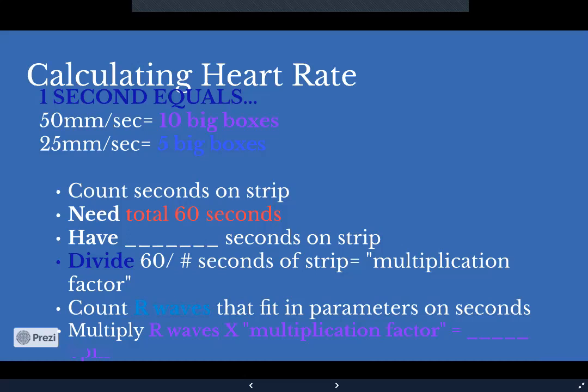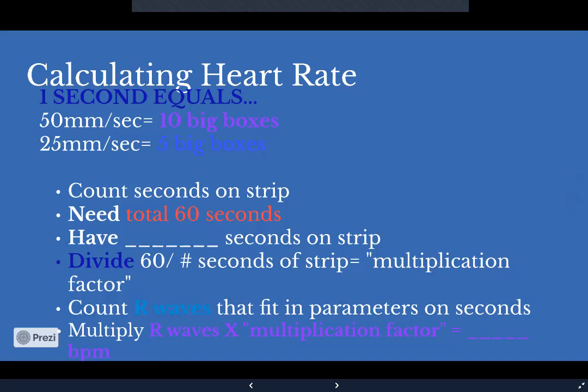So say when you're counting up your boxes, you get 2 seconds, right? You have 2 seconds on the strip. You have to be able to divide to get a multiplication factor. Just like when you are counting your heart rate for your animal, you're not counting 60 seconds worth. You're counting however many seconds you were taught in school. You're counting maybe 10 seconds, and then you multiply by 6 to get 60 seconds. Or you're counting 15 seconds and then multiplying by 4. It's the same concept. So you have 2 seconds on your strip, and you need 60 seconds, so you divide 60 by 2, and then you have your multiplication factor of 30, right?